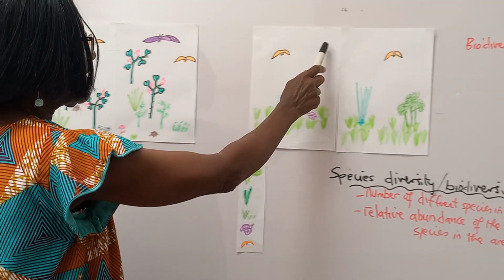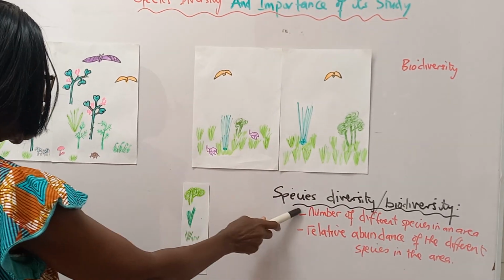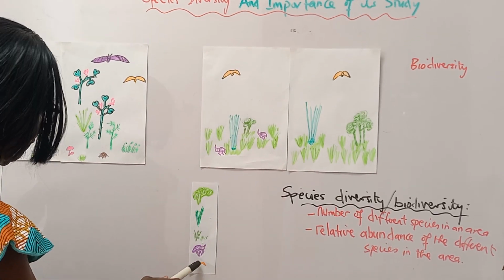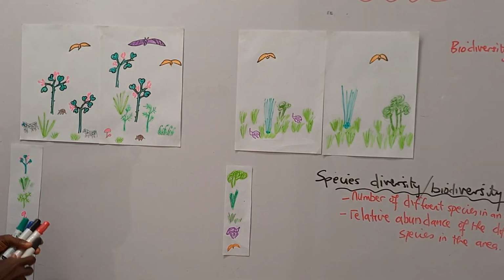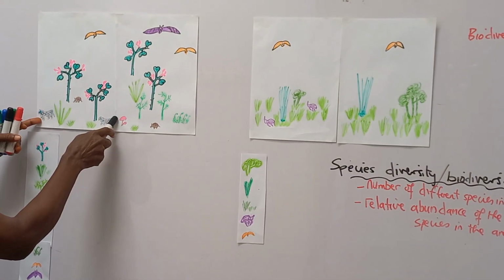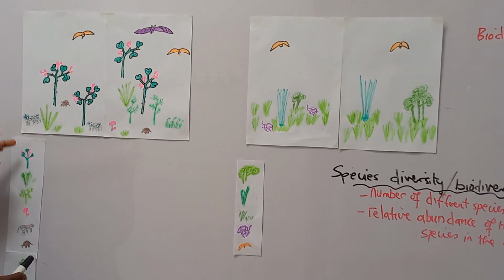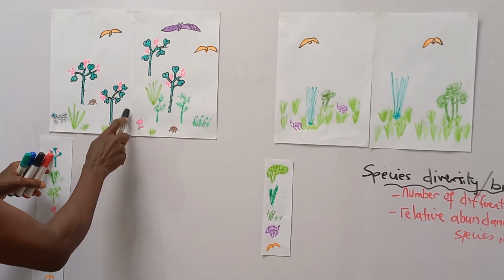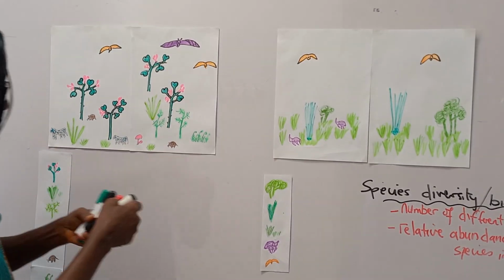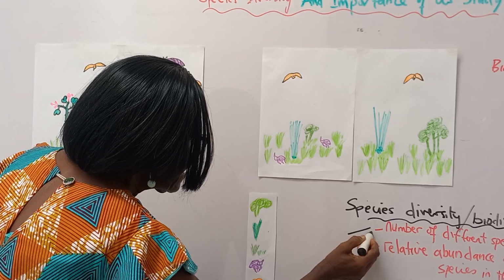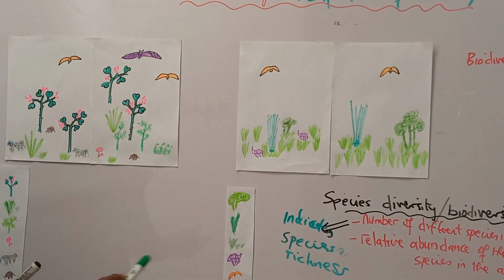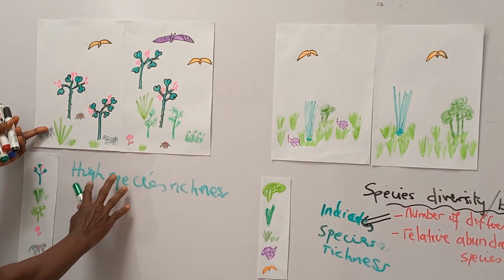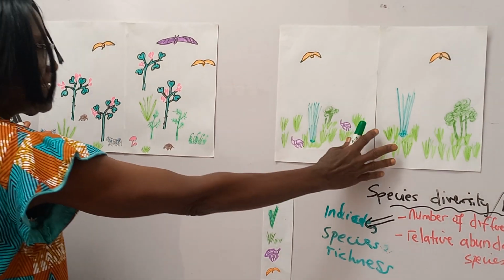Now let's look at this other habitat or area. The number of different species in the area. I have this, that. 1, 2, 3, 4, 5 species we have in this area. And you see there are more different species in this area than here. So the ecologists say that this area has more different species, and so this area has more species richness. So I go back here and say that the number of different species in the area indicates species richness. So this area has a higher species richness than this area.